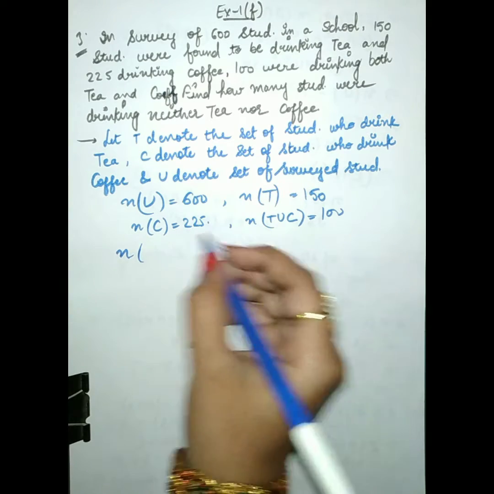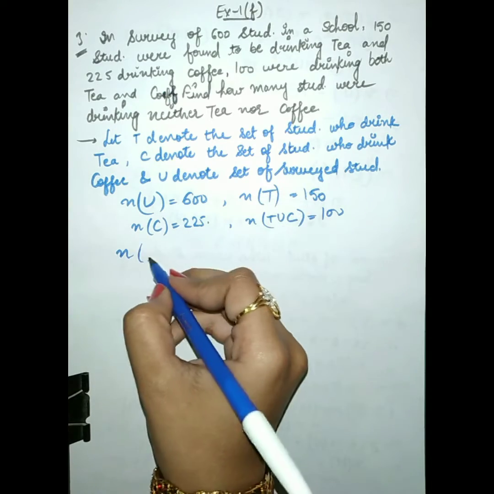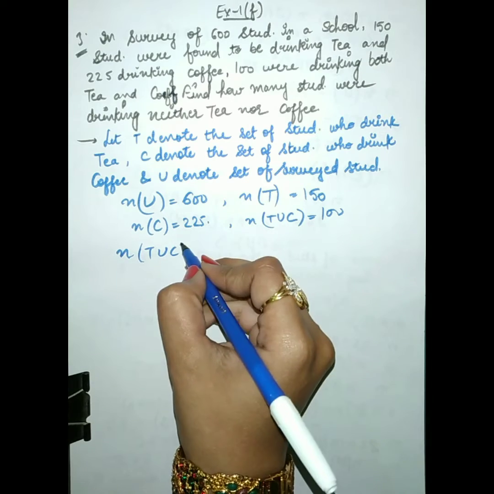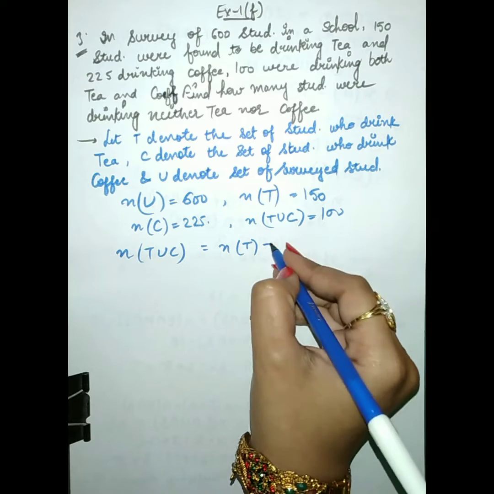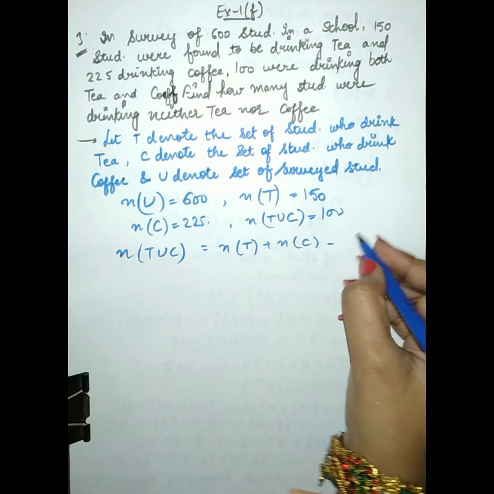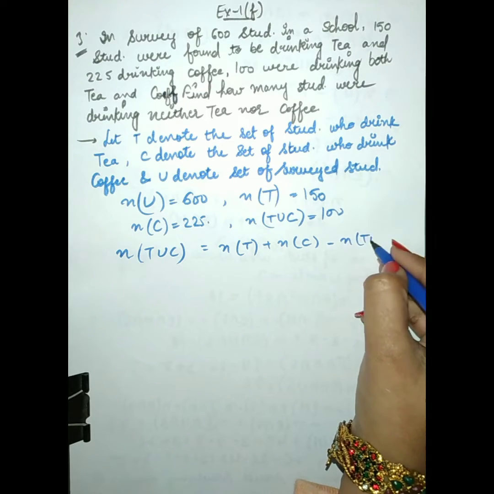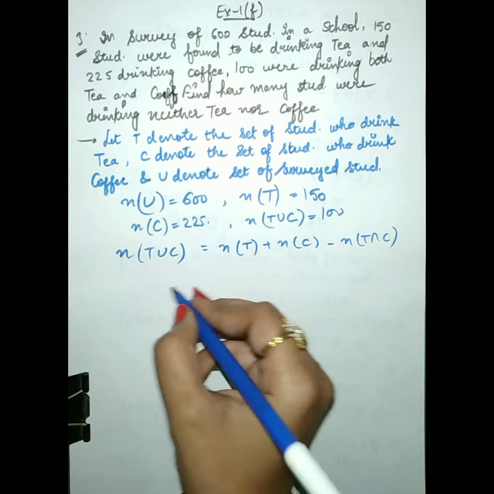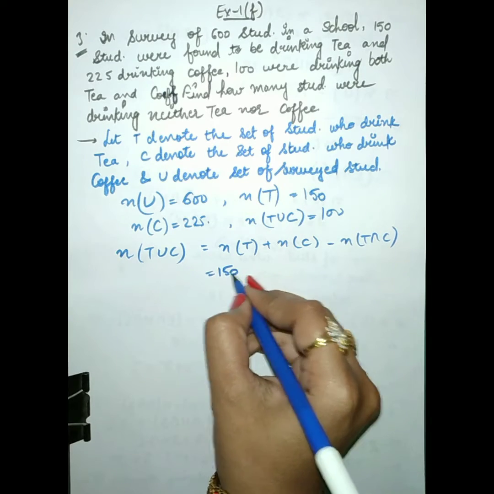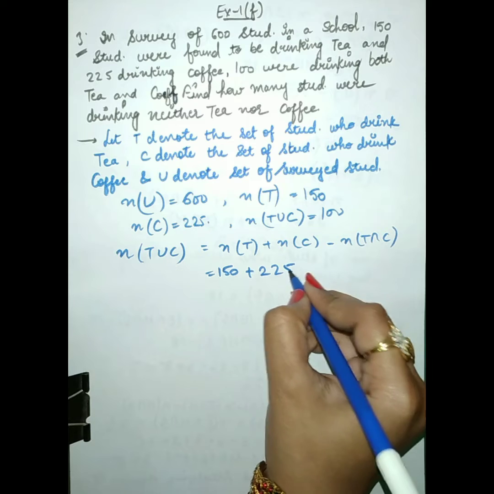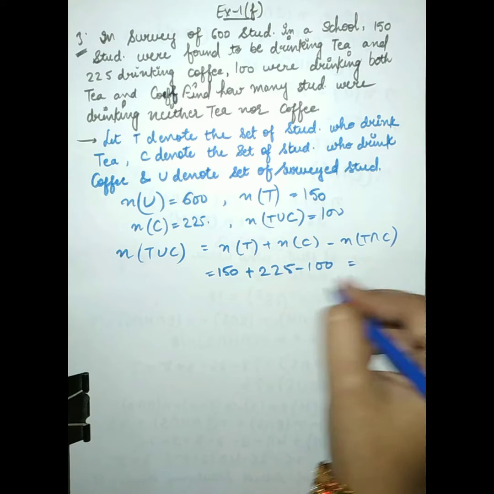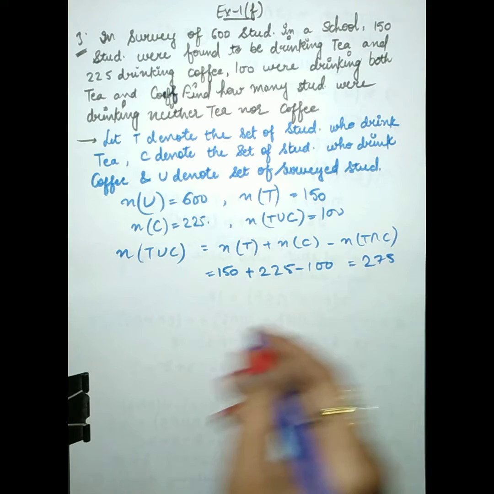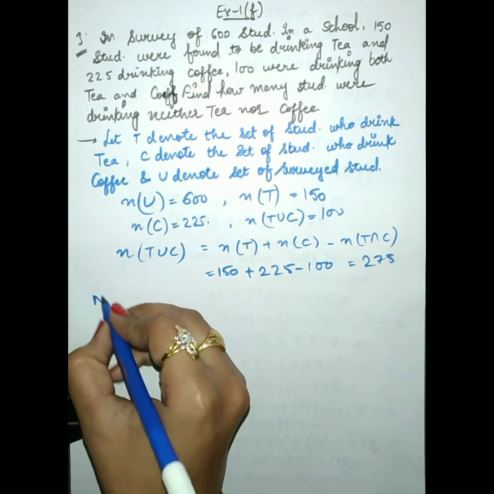And now we will apply the formula of the union. That means n(T union C) will be equal to n(T) plus n(C) minus n(T intersection C). Then it will become 150 plus 225 minus 100, which will be equal to 275.